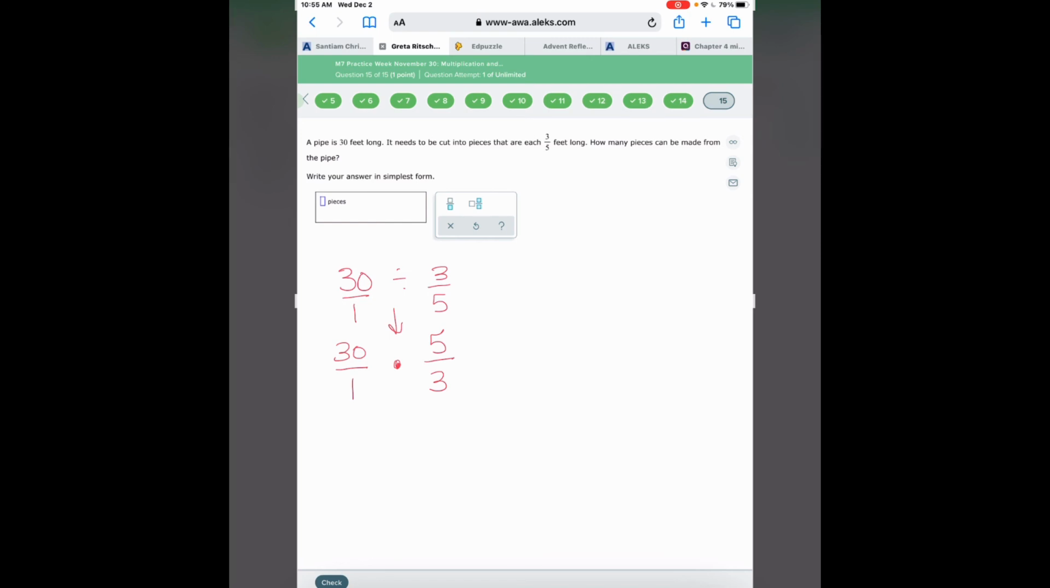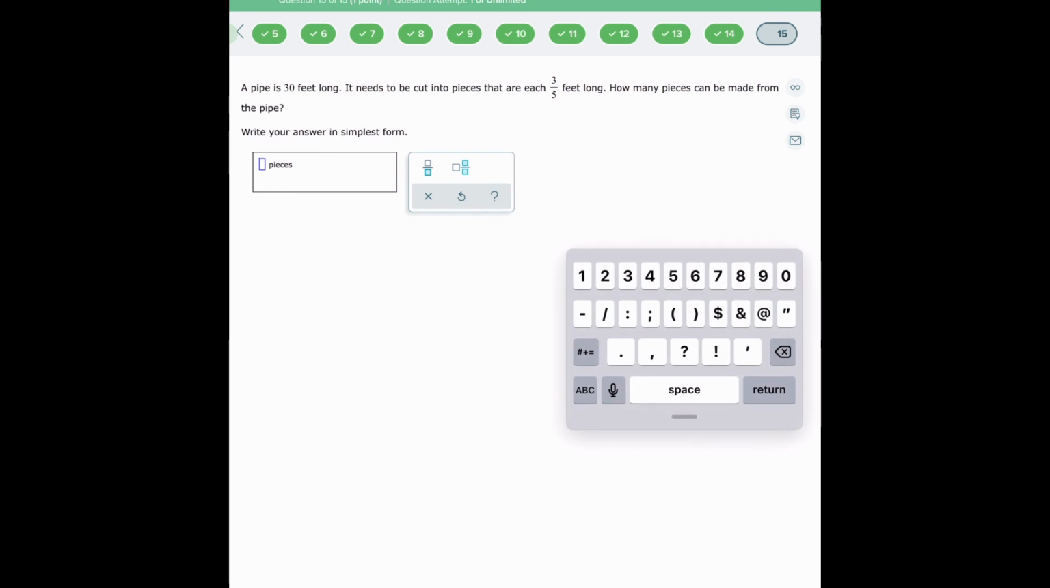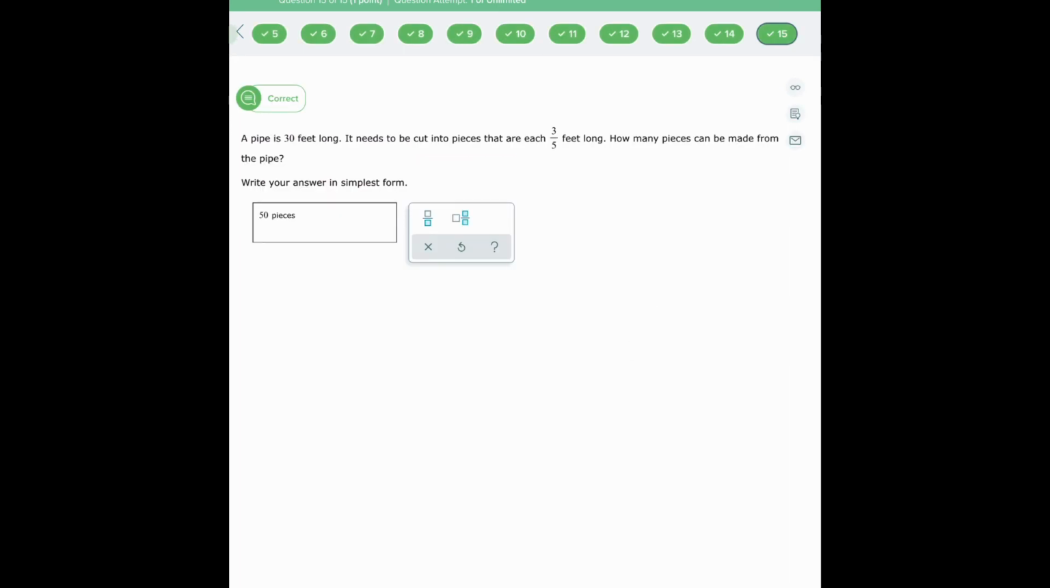We change the division to multiplication, and we flip the other fraction over. Multiply by the reciprocal. And I can see that I have some common factors here. 3 goes into 30 10 times. And now I'm ready to do 10 times 5 on the top is 50 over 1. So I'm going to get 50 pieces out of my 30-foot pipe. Each piece is 3/5 feet long, so that's less than a foot. So I know I need to get more than 30 of them, because there'd be 30 one-foot pieces. I can get 50 3/5-foot-long pieces. And that's my answer, and that wraps up this homework.